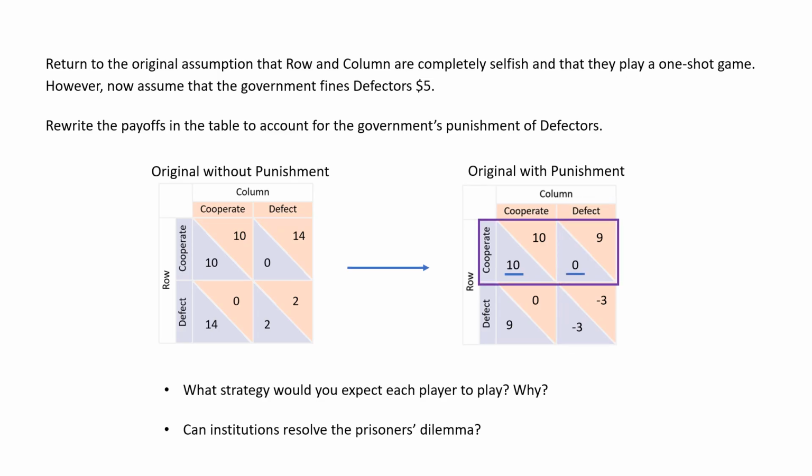Now assume that row plays cooperate, how would column respond? He would pick cooperate. Now assume that row plays defect, how would column respond? He would play cooperate. So in this case, we solve the prisoner's dilemma problem by fining defectors $5 and resolve the prisoner's dilemma.